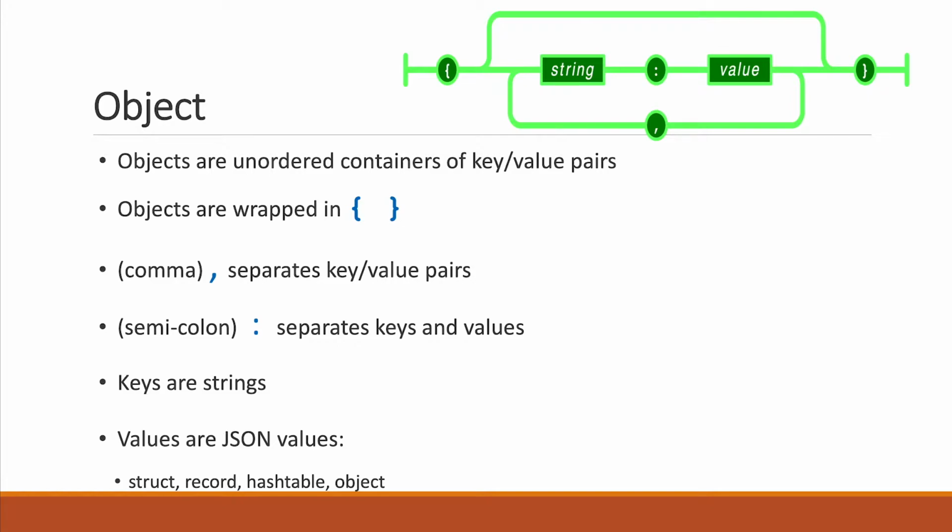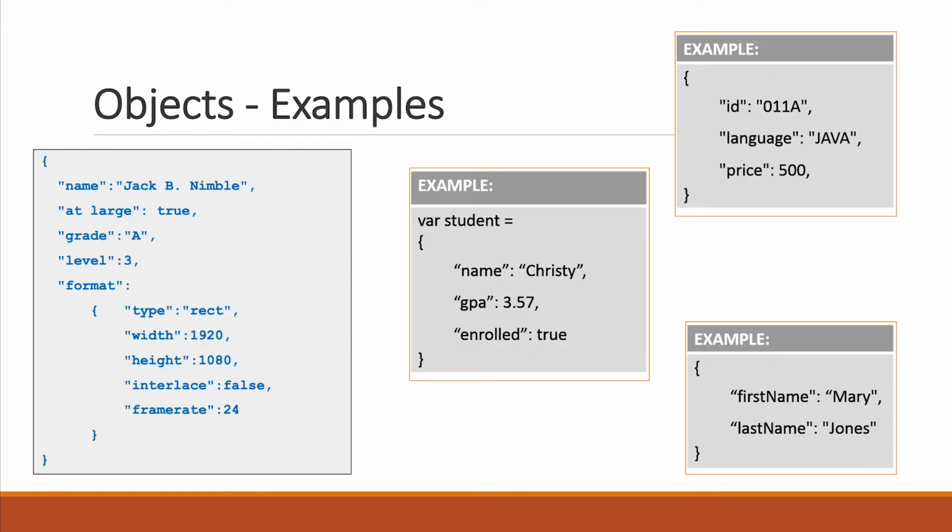You can also use an object as a data type in JSON. Objects are usually unordered containers, wrapped in curly braces. You can use a comma to separate each key-value pair, and you can use a colon to separate keys and values. Keys are usually strings, and values can be JSON values, which can be a struct, record, hash table, or object. This is an example of objects in JSON. I am using curly braces, for example, name, Christy, GPA, followed by the number, enroll true. This is how we store objects in JSON.